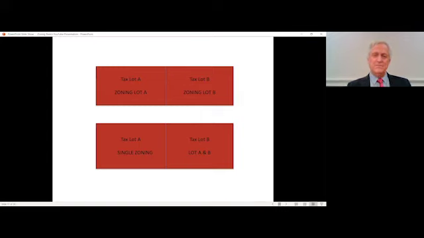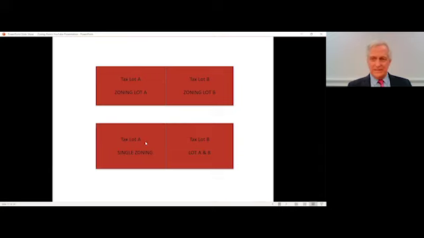But if you want to transfer development rights between tax lot A and tax lot B, you look at the bottom row and the bottom box: you have to combine tax lot A and tax lot B into a single zoning lot, lot A and B. So you take tax lot A and tax lot B, and you execute a document that makes them a single zoning lot. Now, what's important is that the tax lot parameters remain unchanged.